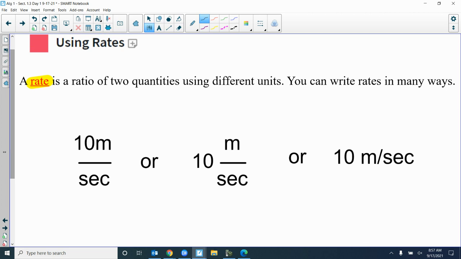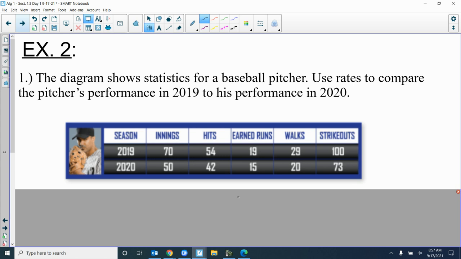All right. We talked about rates a little bit earlier, meters per second, so you can compare two things. Now, if things are in different rates, we have to be able to convert them and look at that. So take a look at this case here. The diagram shows statistics for a baseball pitcher. Use rates to compare the pitcher's performance in 2019 to his performance in 2020.